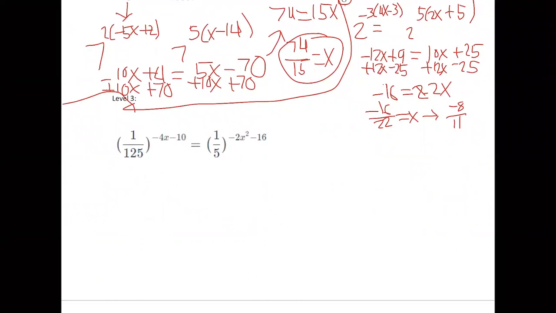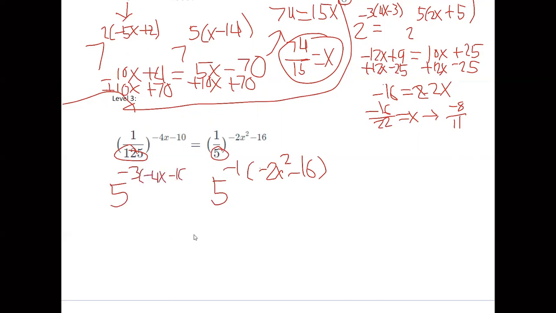But this one, like I said, ignore the fraction for right now. How could you write 5 and 125 as a common base? Well, 1 over 5 could be written as 5 to the -1. Like 5 to the -1 is 1/5. And for this one, 5 to the third power is 125. So you could do 5 to the -3rd power.